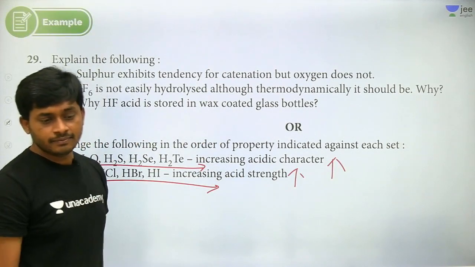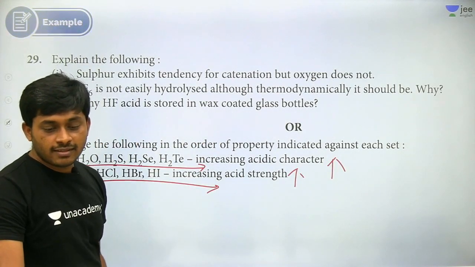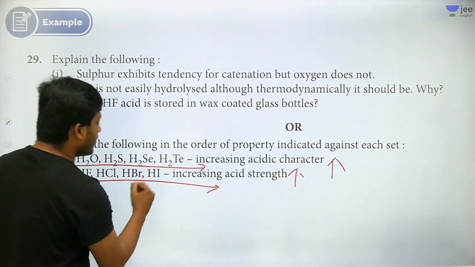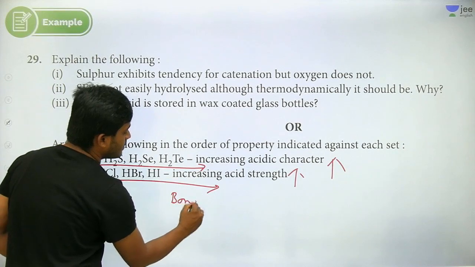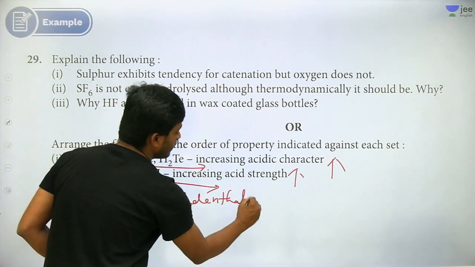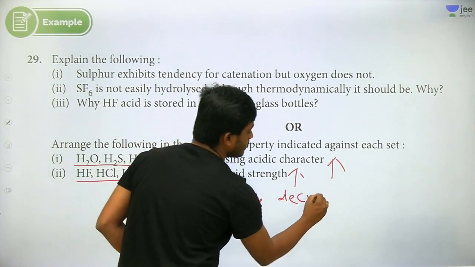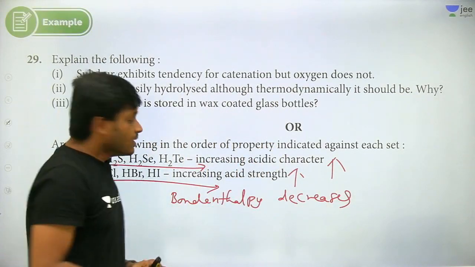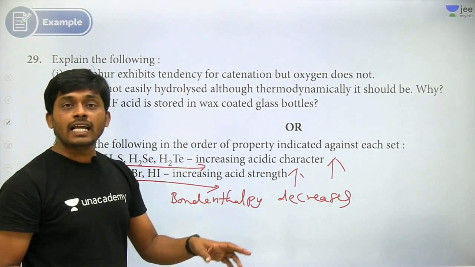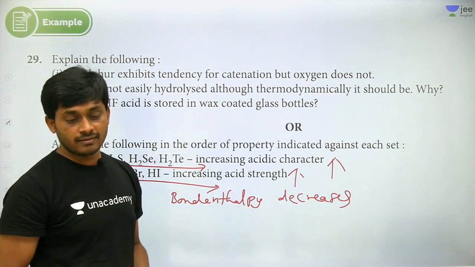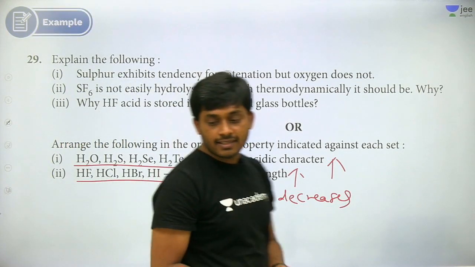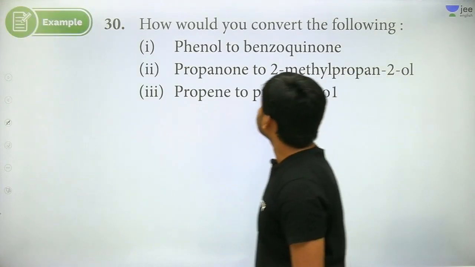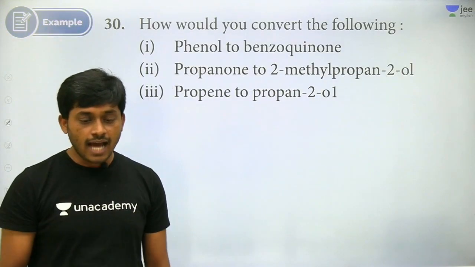What could be the reason here? What is the reason for this? The reason is bond enthalpies. Bond enthalpy decreases. That's the reason why, if bond enthalpy is less, it more easily gives H plus. So acidic nature increases. Okay, right, next question.